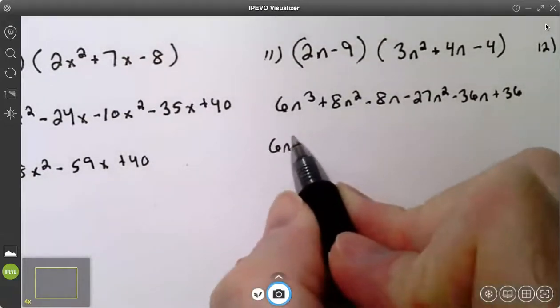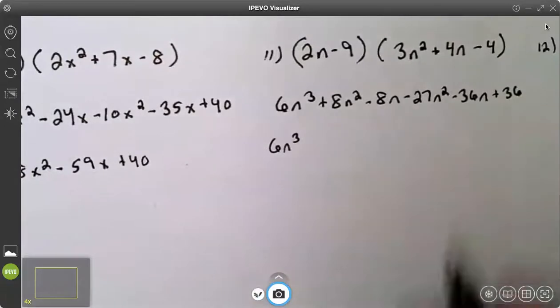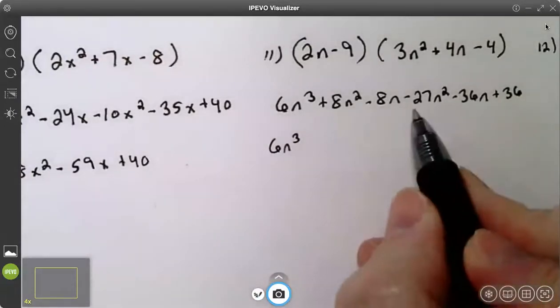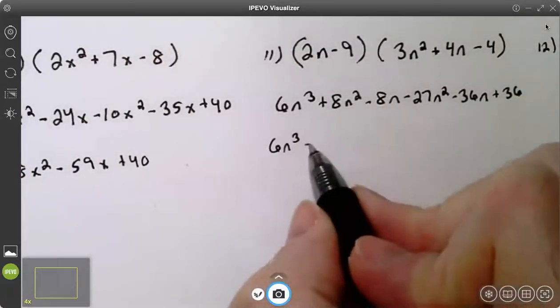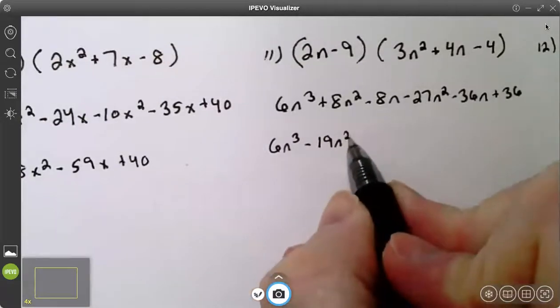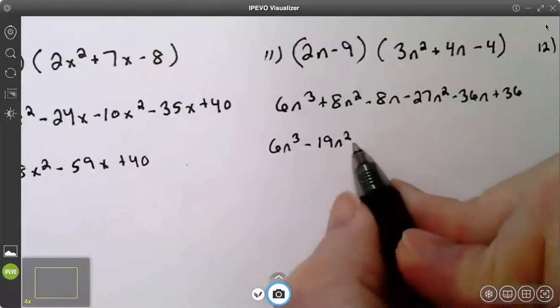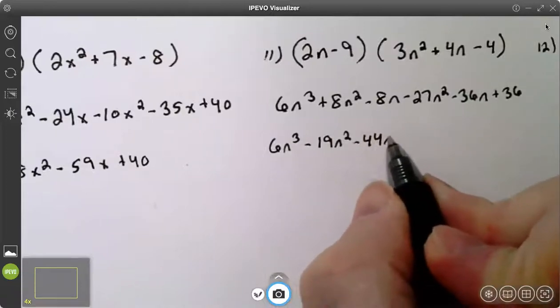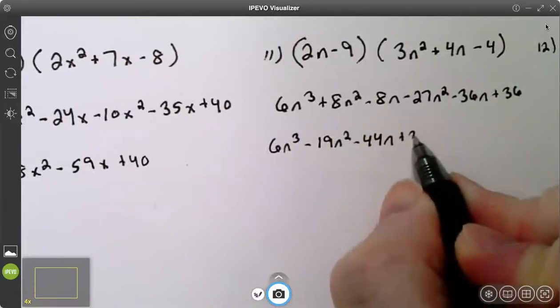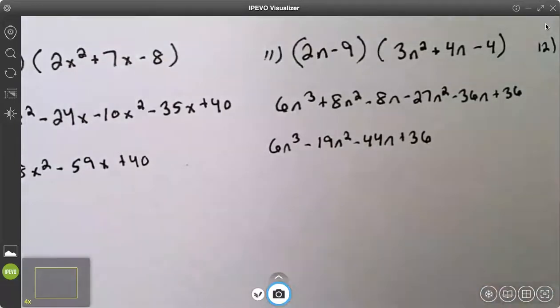There's only 1 cube. I bring it down. This time I wrote it right. I have 2 squares, 8 and -27 give me -19n squared. I've got 2 n's, -8 and -36 give me -44n. Bring down the constant. Your answer is 4 terms, 6n cubed minus 19n squared minus 44n plus 36.